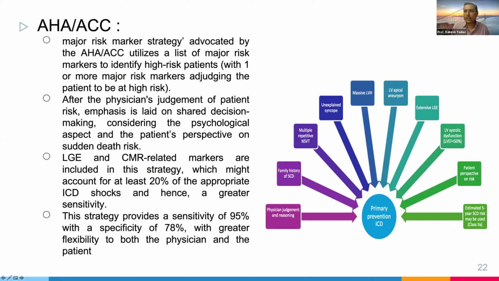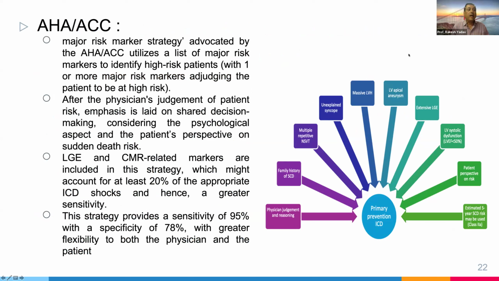They have advocated a major risk markers strategy. It utilizes a list of major risk markers to identify high-risk patients, with one or more major risk markers indicating the patient to be at higher risk. So in the American guideline, these are all the risk markers. What are the risk markers?